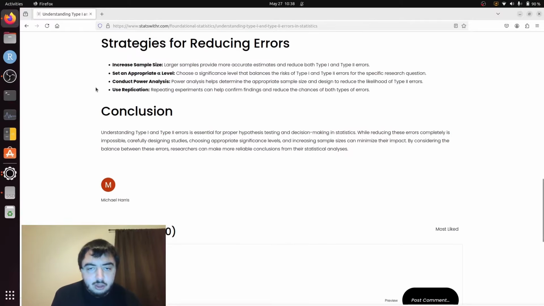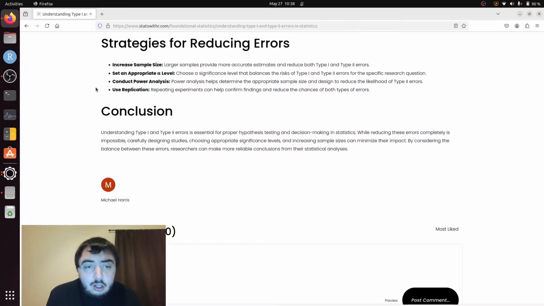If you have a justification for why you don't care about effects lower than a certain amount. But this thing, conduct a power analysis, doesn't solve all problems.